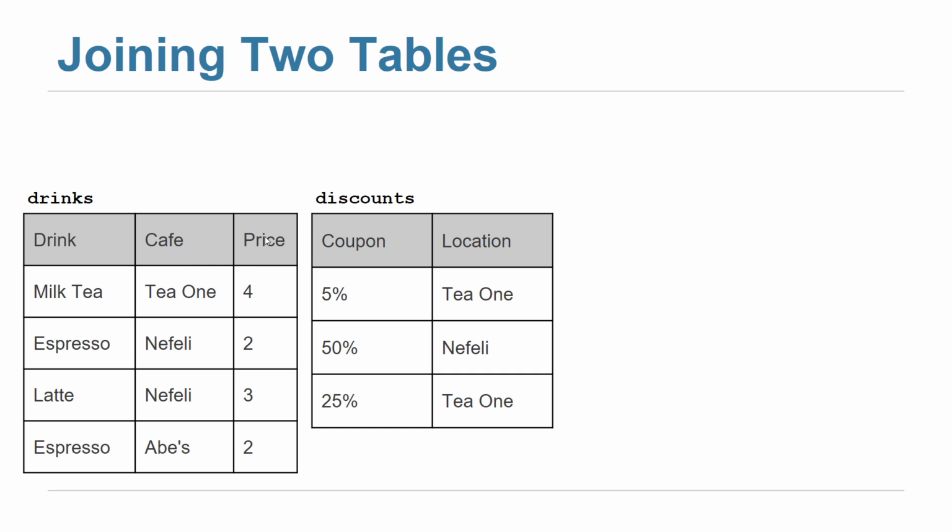So here's an example when we have drinks, and the drinks are offered in cafes with some price, but we have another table that has the discount coupons for the drinks. Okay, now I want to join these 2 tables. When I want to join 2 tables, of course we have to have a common column, a common variable. So what is the common variable here? The cafe here is the name of the cafe, and the location here is the name of the cafe also.